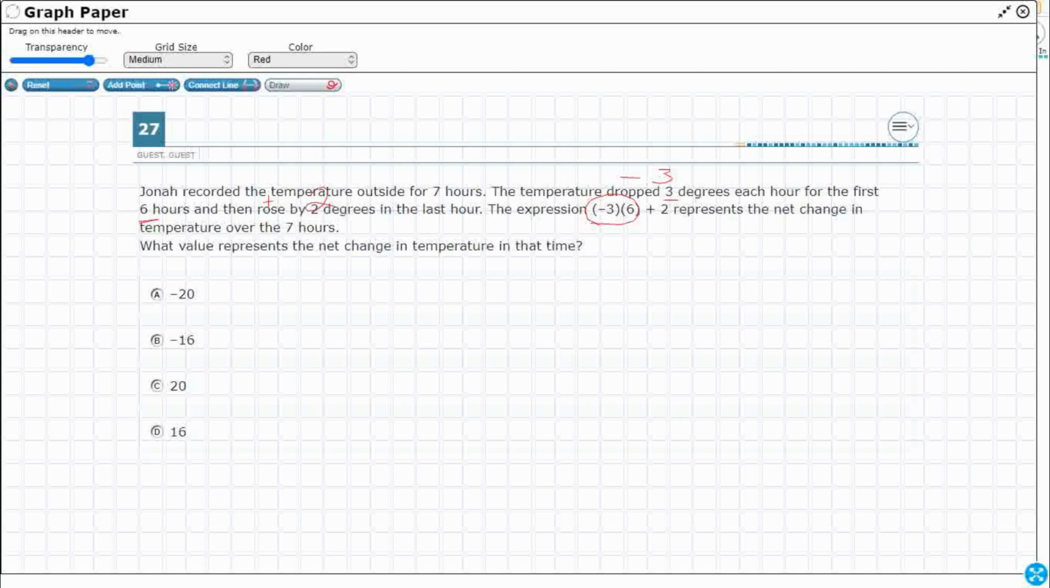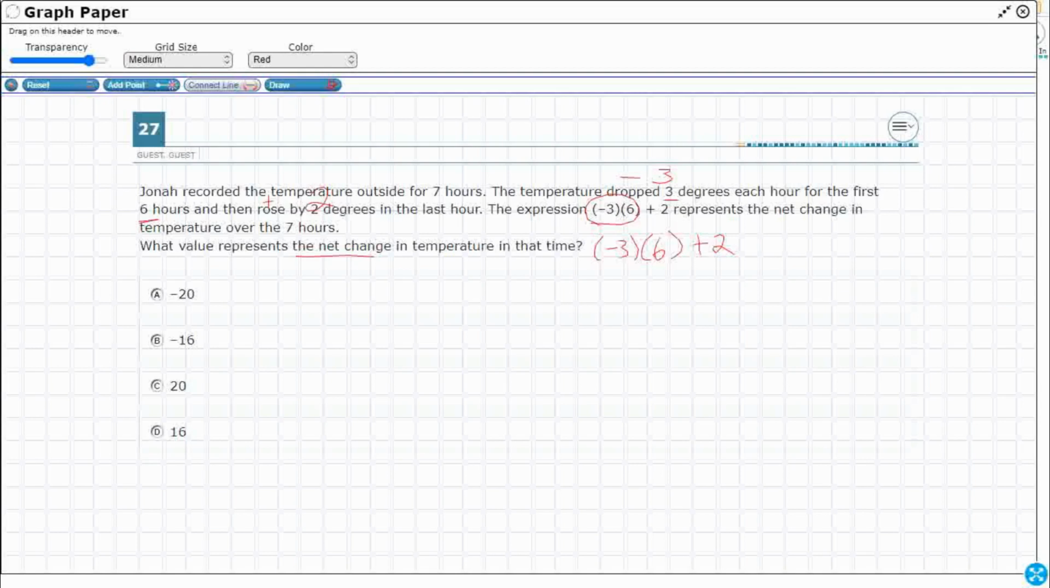So what value represents the net change? So basically, what does this simplify to? It's a really fancy way of asking, what does that mean? -3 times 6 plus 2. Well, let's see if we can look at this.